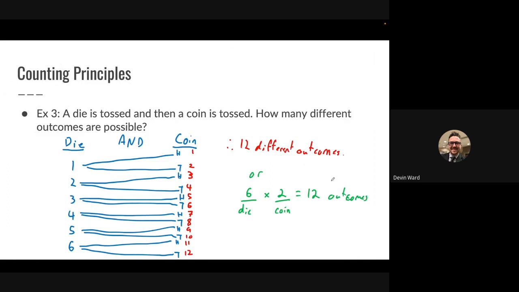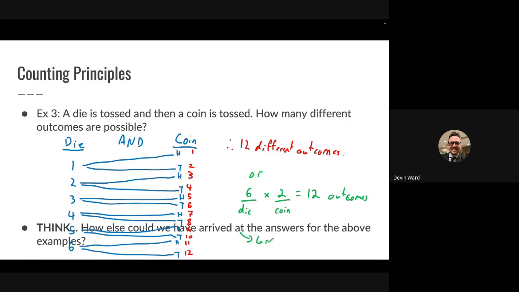Okay. So instead of making big tree diagrams every time, what we're going to do is start doing multiplication bits that look like this. So how else could we arrive at the answers from the above examples? Well, these are all the green methods that I was doing there. So we can multiply together. We can look at how many different outcomes each event has and then multiply together.